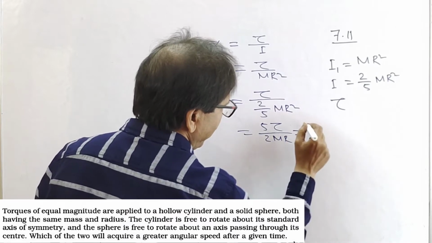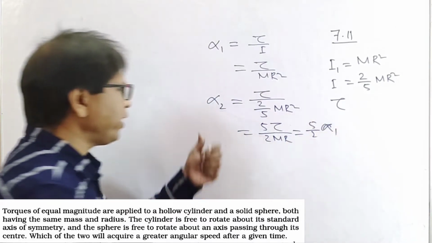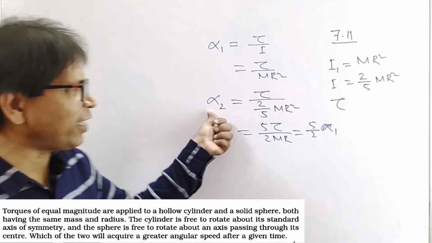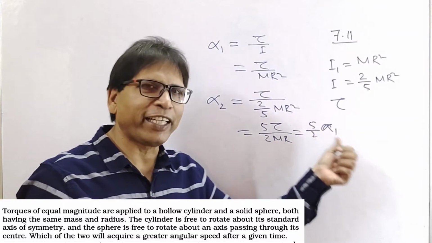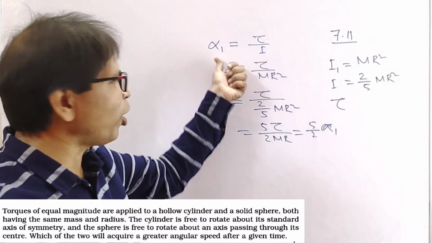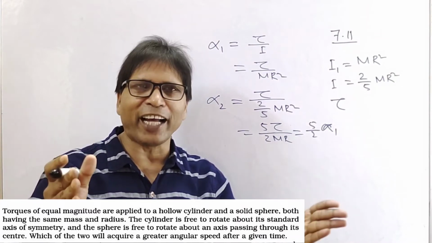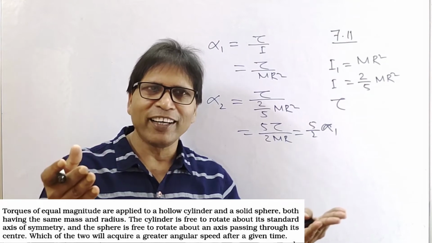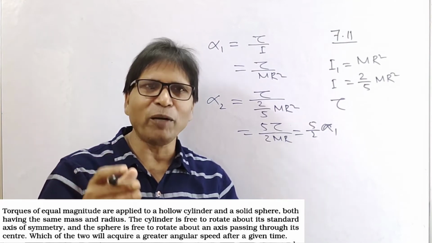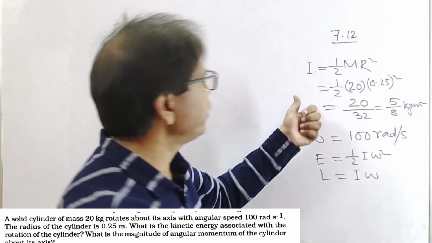So look at this, it is 5/2 into alpha 1. So the angular acceleration of the solid sphere is 5/2 times greater than the angular acceleration of the hollow cylinder. Therefore, for a given time, the angular velocity of the solid sphere is more than the angular velocity of the hollow cylinder. Okay, look at this.